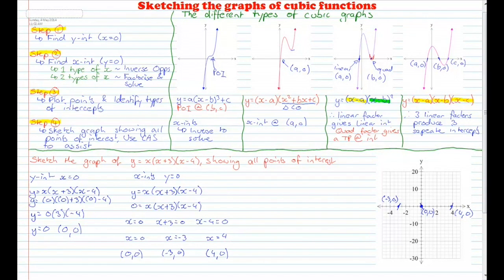So what we're going to do now is we're going to actually have a look at our CAS calculator in order to be able to help us out with sketching this graph, because we need to know roughly whereabouts the turning points are. So let's go do that.